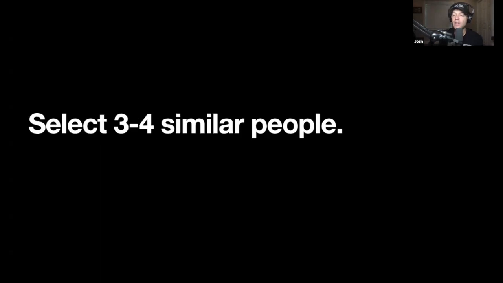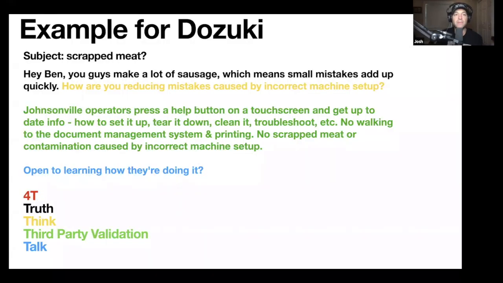Okay, so let's actually write the email using the same exact 4T structure, nice and slow. We're going to actually pick 3 or 4 people in that company, similar title, at Jimmy Dean, and we're going to write the 4T email. So, subject: scrapped meat. Truth statement: you guys make a lot of sausage, which means small mistakes can add up quickly. And again, I didn't write that line. I just got that from the testimonial video.